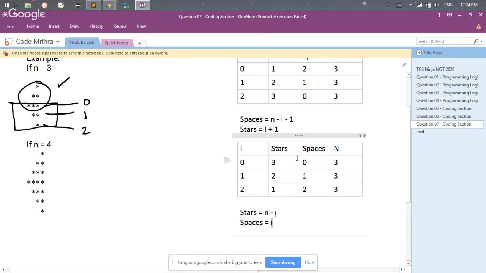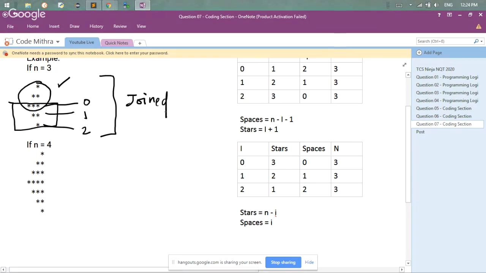But here the problem is they have asked us to get this pattern not separately but joined. We don't have to give this code separately. We have to give this code in a joined way. That means what? All we have to do is, whatever code we have written for the first one, we need to just add that to the second one. That's all we need to do.